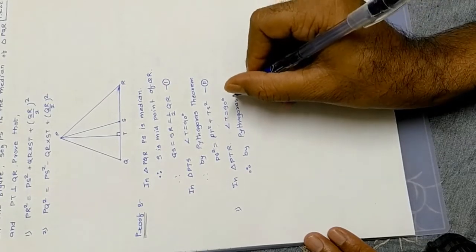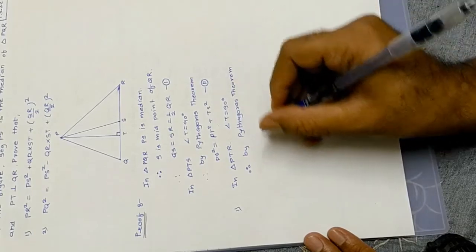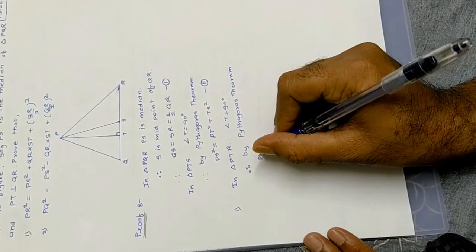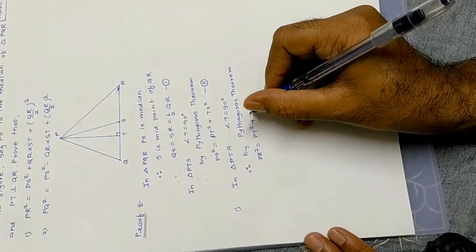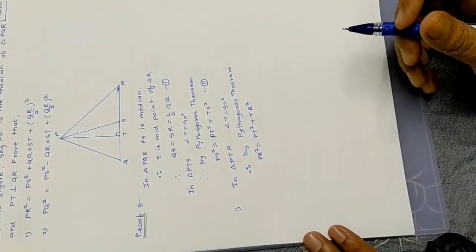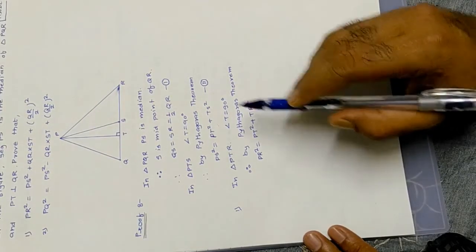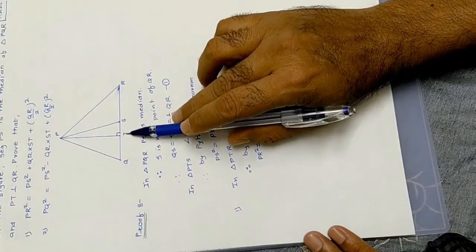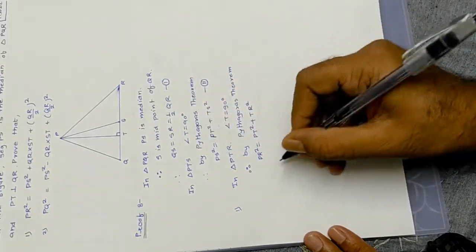by Pythagoras theorem. What? PTR, hypotenuse is PR. So PR square is equal to PT square plus TR square. Okay, by Pythagoras theorem. Now the important part. This is simple. PR square is equal to PT square plus TR square. But TR is nothing but TS plus SR. Yes or no? TR is TS plus SR. So this is the important step you are going to write.